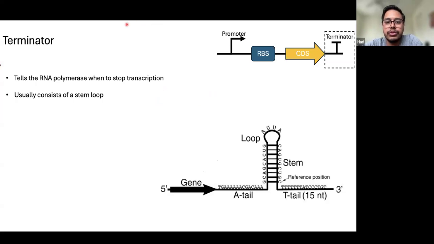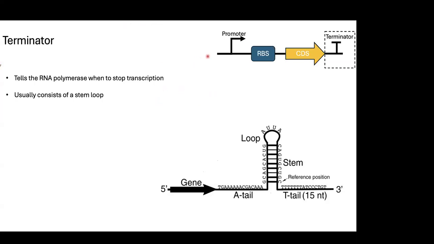Yeah, Joy, you can go ahead. Okay, thank you. I guess the terminator is used in the DNA while making the mRNA, and the CDS is used in the protein making. So the terminator is important in the DNA and the CDS is important in the protein making.